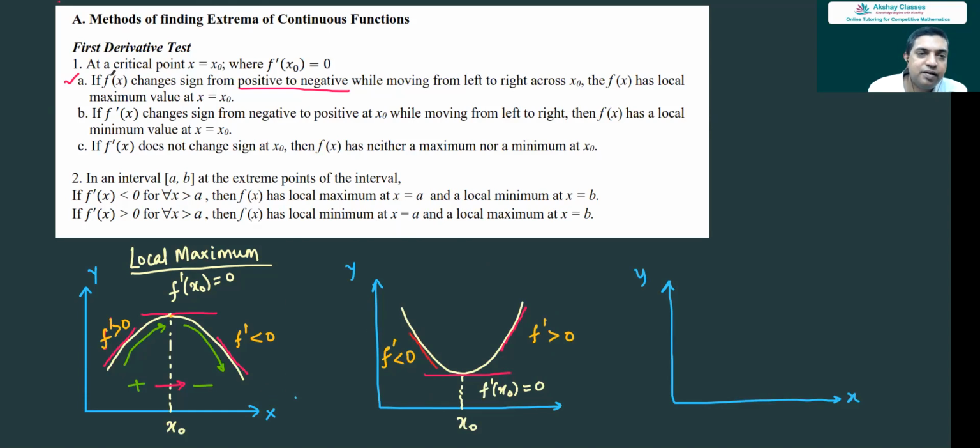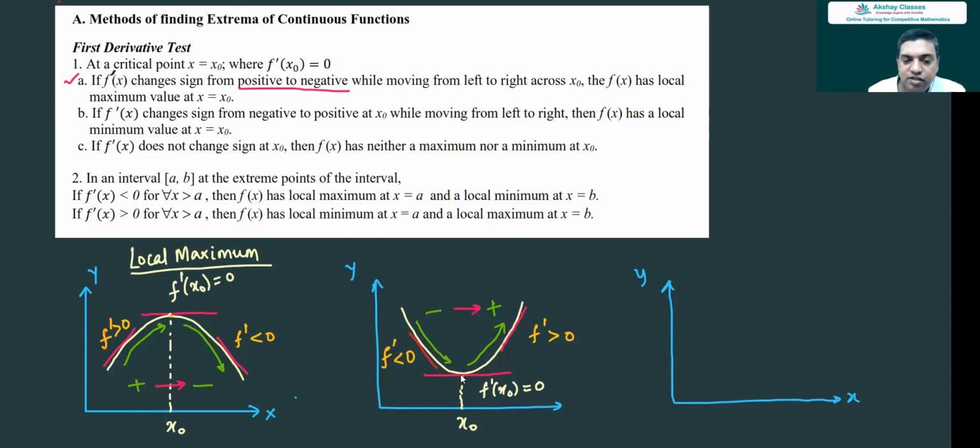So what's happening? Here the function is decreasing. F dash x is less than 0. Then it reaches the minimum point and then the function increases. So across this, the derivative value is changing from negative to positive.